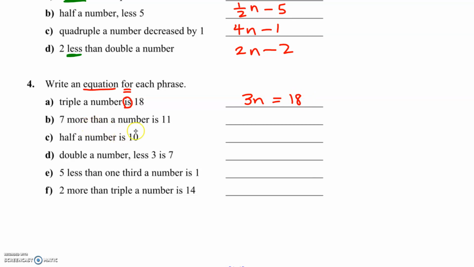7 more than a number is 11. So again, watch out where it says more. We know that 7 has to come second. So we're going to do the number first plus 7, and that equals 11.